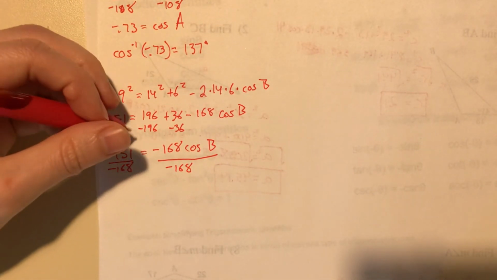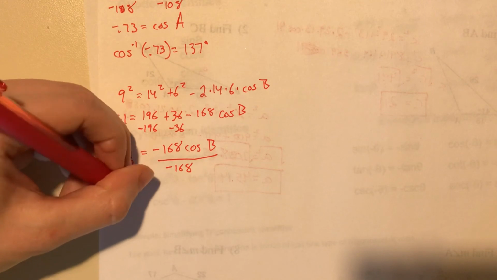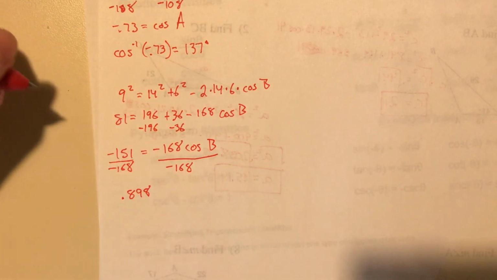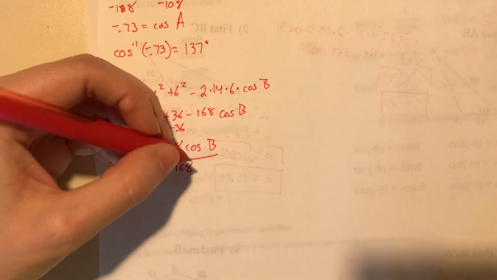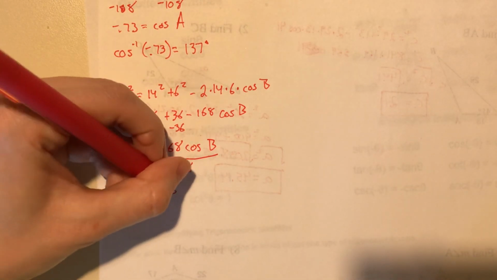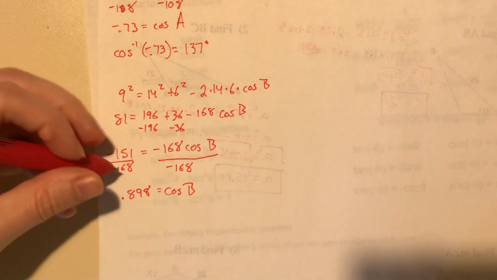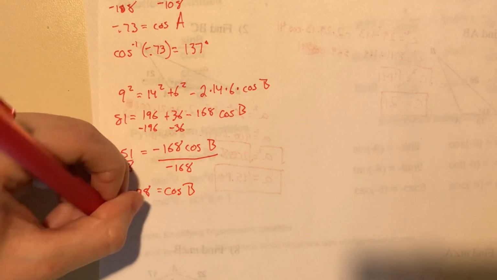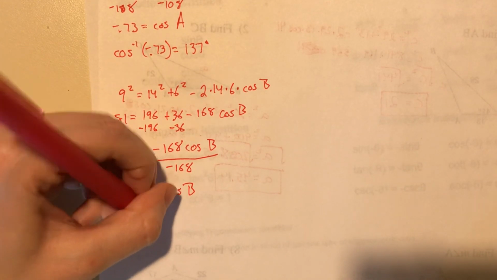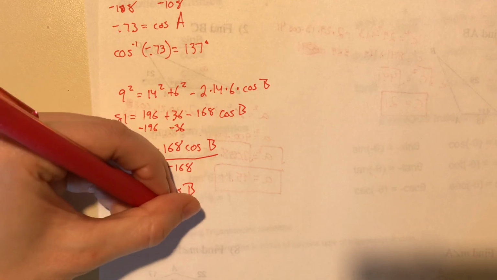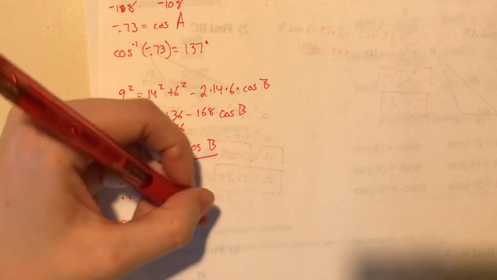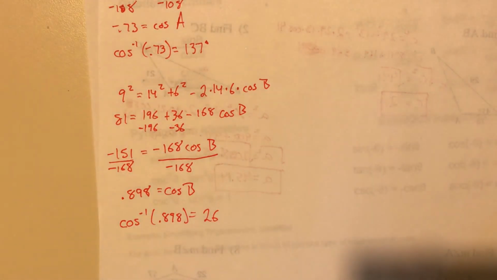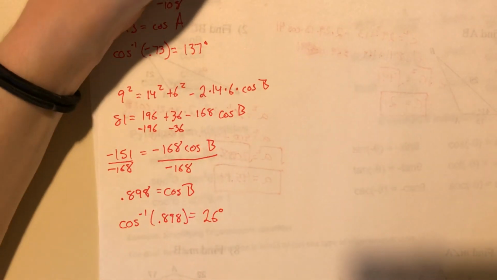And that's going to give us 0.898 and some more decimals. Keep that whole long decimal in your calculator. And that's going to be equal to the cosine of B. Then we'll go in here and say, all right, what's the inverse cosine of 0.898, longer decimal than that? And it's going to say, well, that's 26. So angle B is 26 degrees.